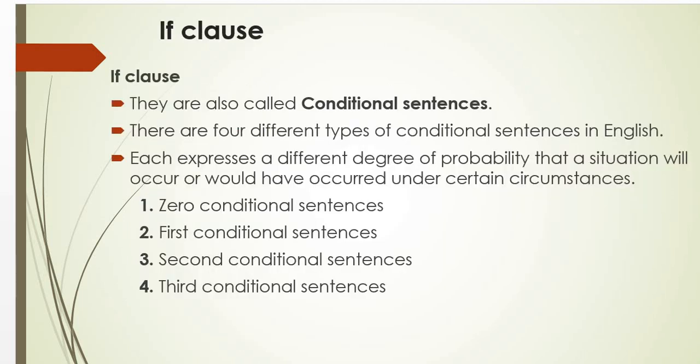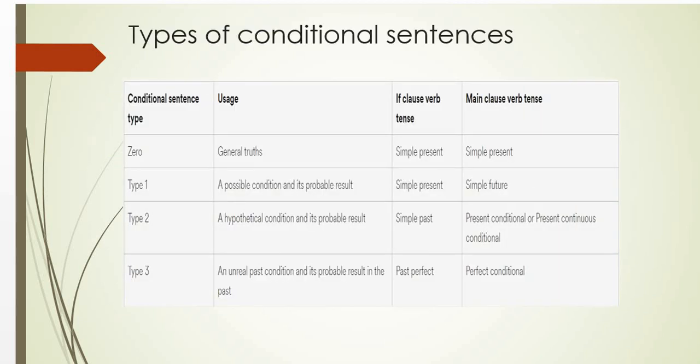Okay, let's see conditional sentences. How can we change a conditional sentence into passive? There are 4 conditional sentences in English. Each expresses a different degree of probability that a situation will occur or would have occurred under certain circumstances. These are zero conditional, first conditional, second conditional, and third conditional sentences. Let's see the uses of this type of sentence and the tense that we are going to use in each of them.